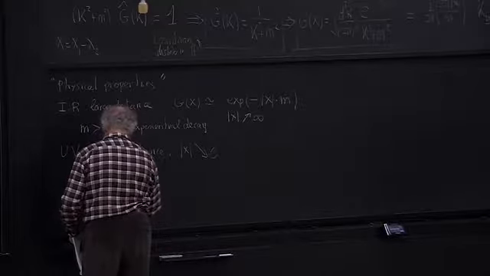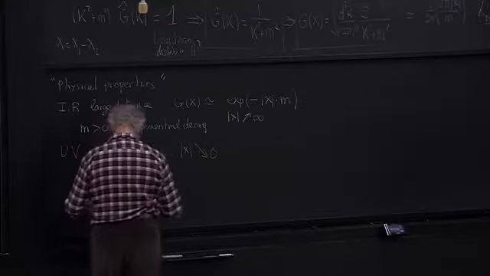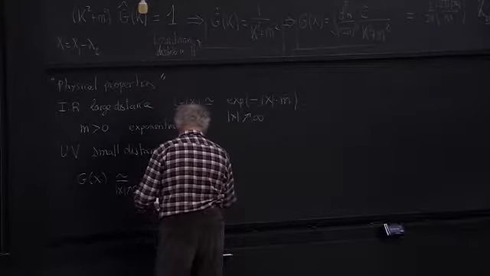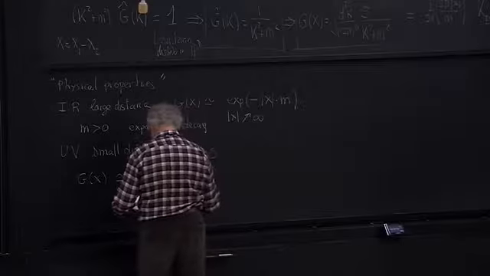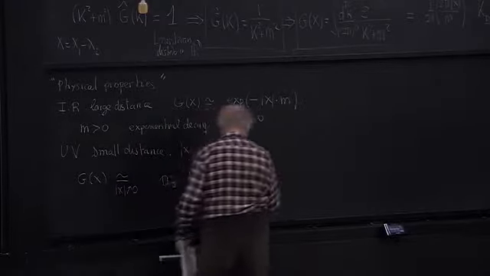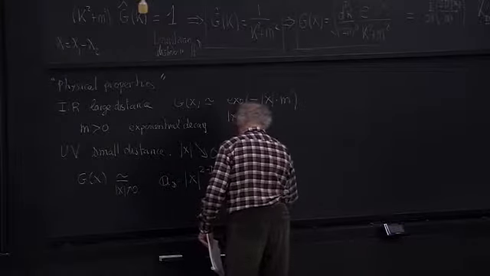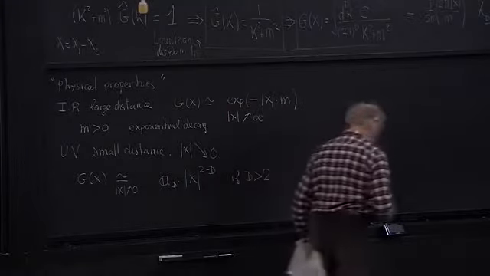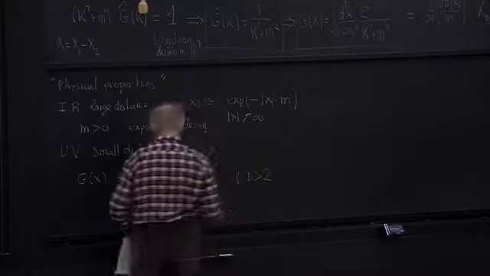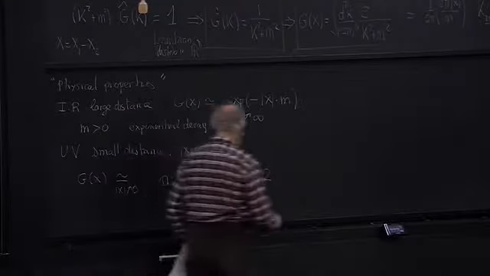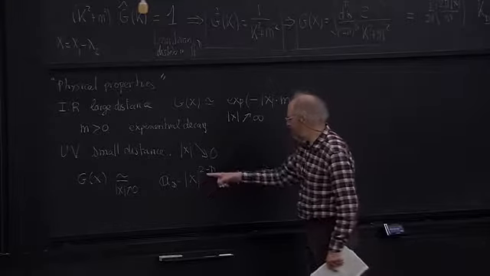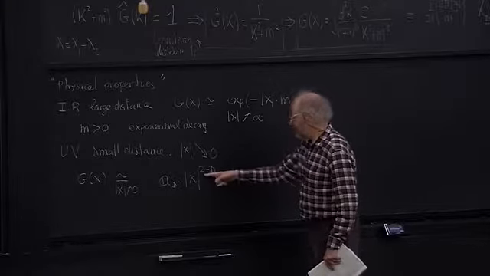behaves when x goes to 0 as x to the power 2 minus d with some constant, let's call it A_d. Okay, so this is the case if the dimension of space is larger than 2. Okay, so you see that there is a singularity, it goes to infinity when x goes to 0, because d is larger than 2.